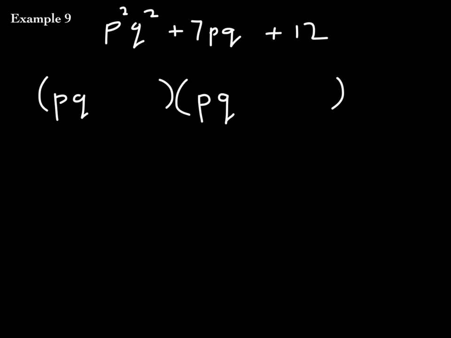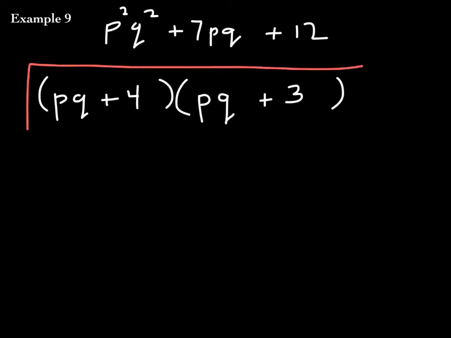4 and 3 would work. 4 times 3 is 12, and 4 plus 3 is 7. So this is actually the factorization for this trinomial. Again, don't forget that you can check if you're not confident, or if you just want to be really thorough, you can distribute, and I invite you to do so. And if you distribute and combine like terms, you will get the original polynomial back. Good job, you guys.